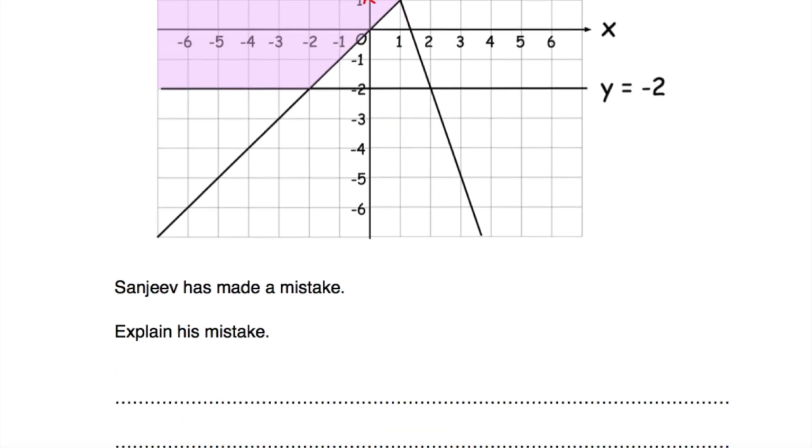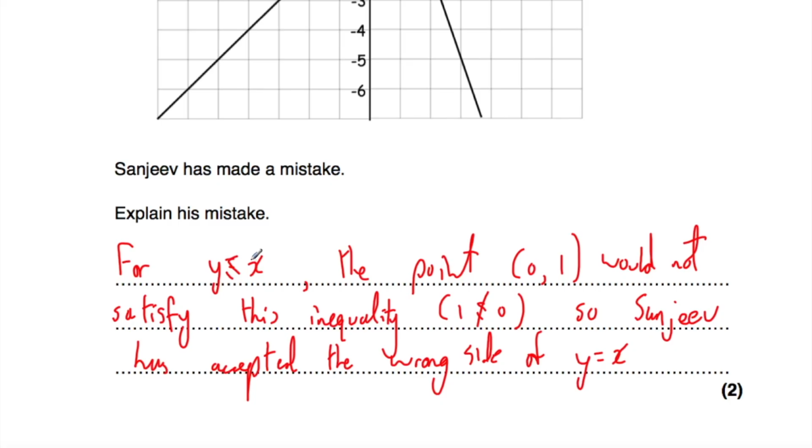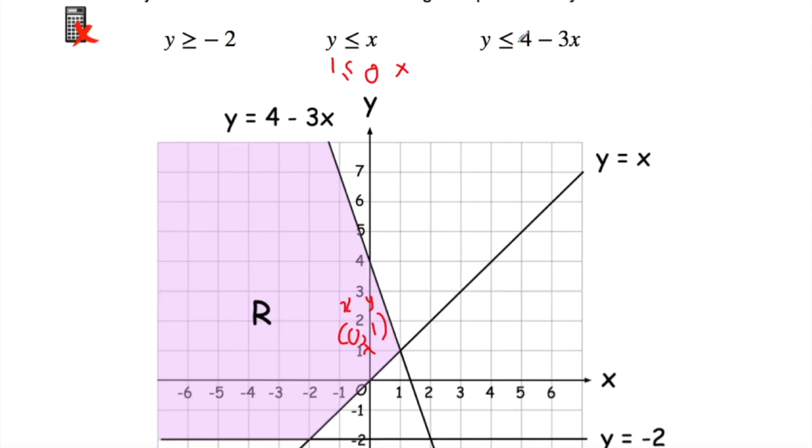So let's explain that. As I've just explained, for y is less than or equal to x, the point 0, 1 would not satisfy that inequality because 1 is not less than or equal to 0. So Sanjeev has accepted the wrong side of y equals x. So that's it. And let's just have a look here for the last one.